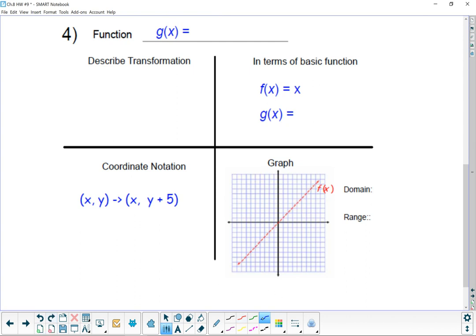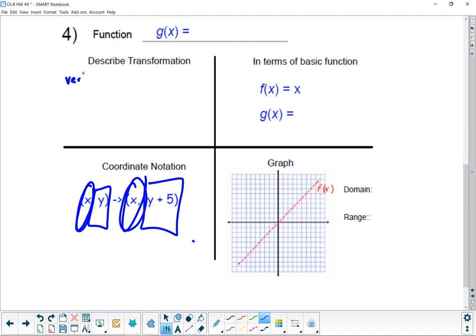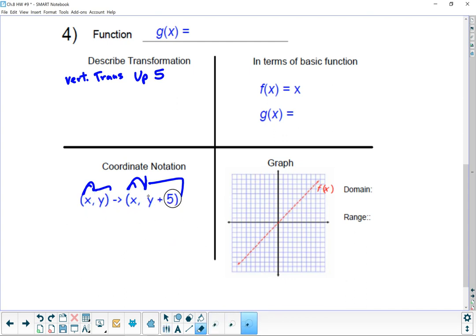Okay, so this is coordinate notation. It looks like I'm not doing anything with the x. See how the x stays the same? The only thing that changes is the y. Y is add 5. So the only thing that's going to happen is this is going to be a vertical translation of up 5 units. Okay, looks like that's all that's happening. Vertical translation of up 5.